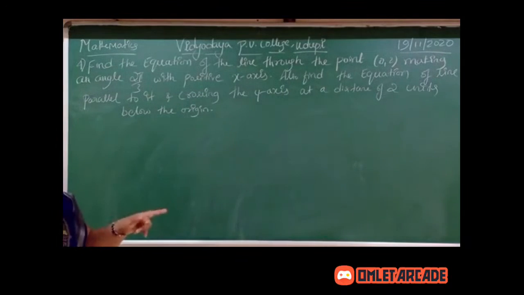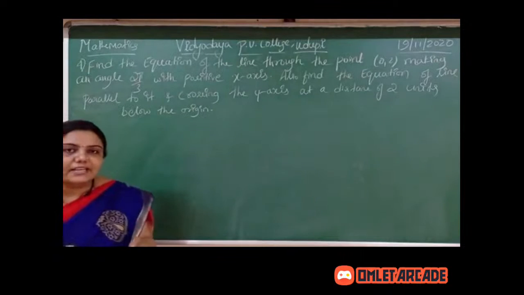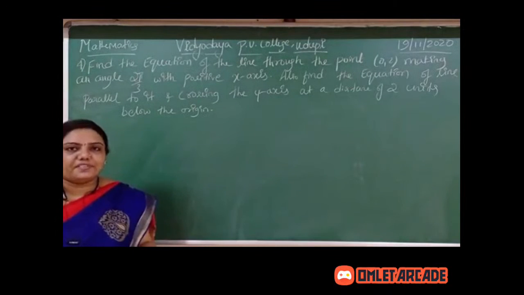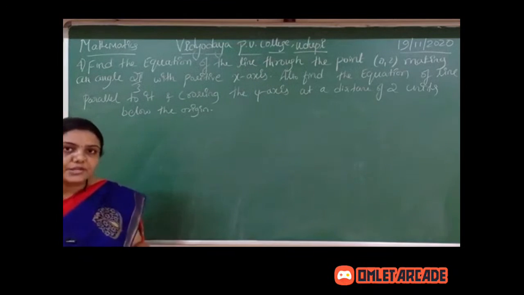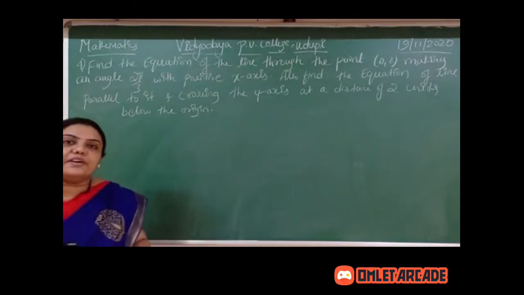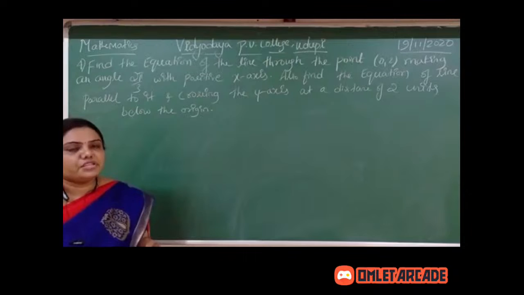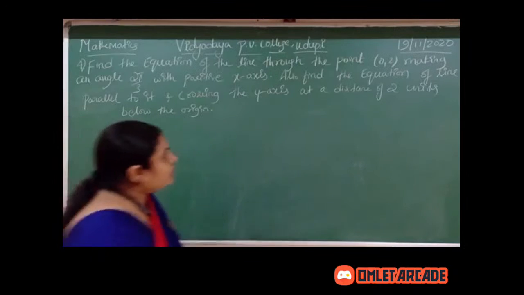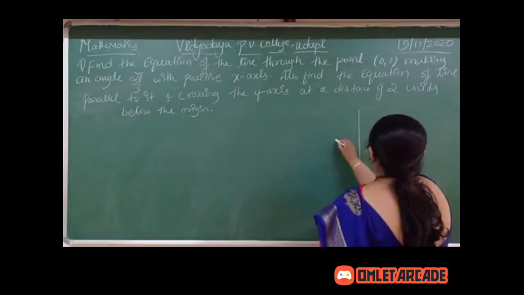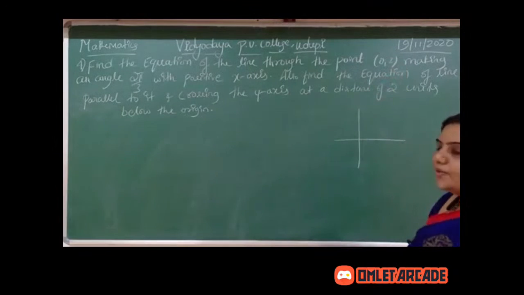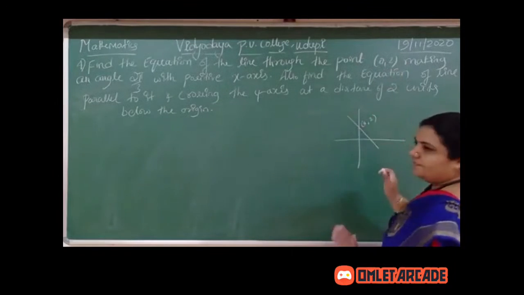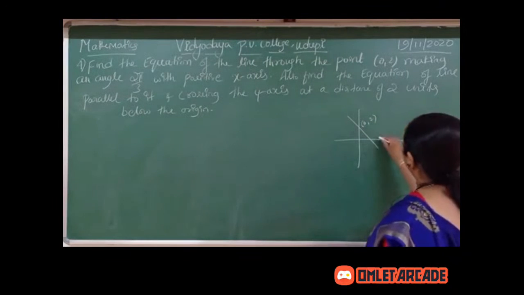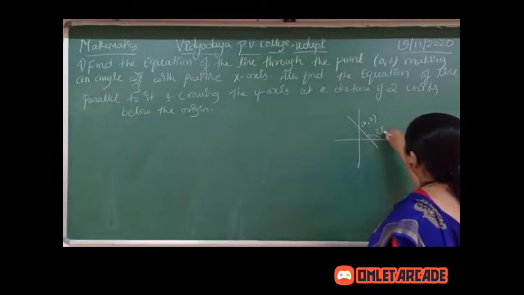Find the equation of a line through the given point, making an angle 2 pi by 3 with the positive x-axis. Making an angle with the positive x-axis is nothing but the inclination of a line. When the inclination of a line is given, you know how to find its slope. And once you get the slope and a point on the line, you know how to find the equation of a line. This is the procedure of the first part, isn't it? So here, passing through the point (0, 2), like imagine this is the line passing through (0, 2), roughly I am taking. And the angle made with the positive x-axis is how much? 2 pi by 3.